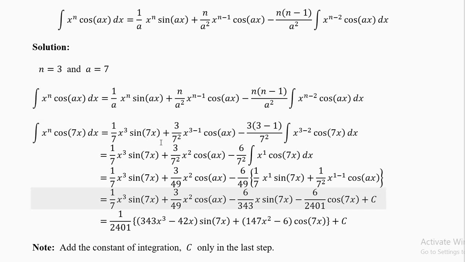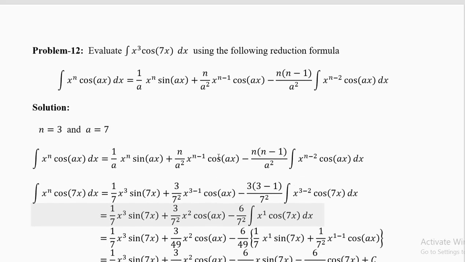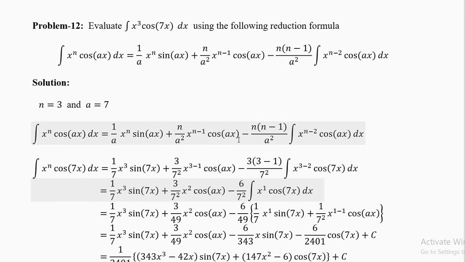This will continue in all the steps. Then you have n over a square x power n minus 1 cos ax. 3 over 7 square, x power 3 minus 1 is x square. So 3 by 49 x square cos 7x will continue. All these a's are equal to 7. I will correct it in the typing.